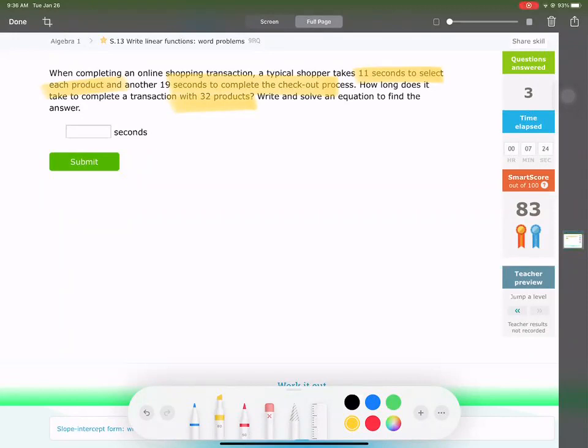Now the thing is, online shopping is only a thing since like 2000. So if you talk to people before this, people are like, what's online shopping? This is not relevant to them.